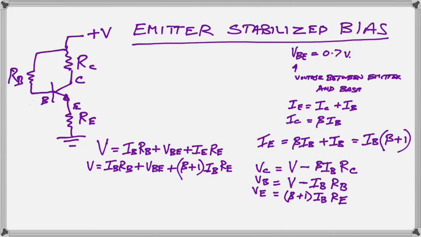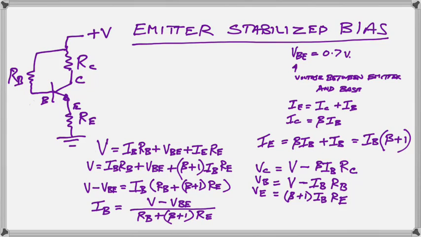So we substitute beta plus 1 IB for the emitter current, because that gets everything into terms of IB. We bring the VBE over to the other side just as we did last time. We collect up the common IB out of the other terms. And finally, when we divide by what's in the brackets, we end up with our base current, which is based on the same approach we took in the simple circuit. It's just that we now have more terms in the denominator of the fraction.